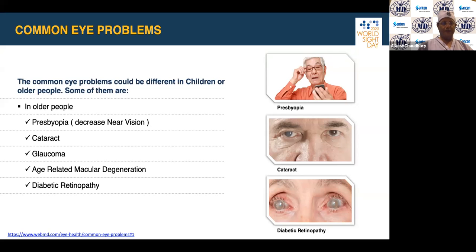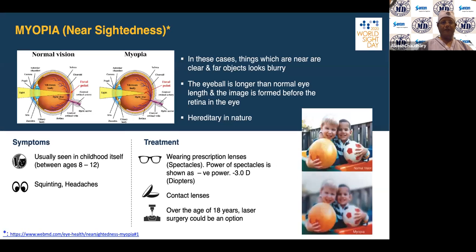In old age, presbyopia, decreased near vision; cataract, opacification of the normal human lens; glaucoma, where there is increased pressure; and age-related macular degeneration. With age, your macula becomes weak, and it may lead to a fall of vision. Then there is diabetic retinopathy. Because of diabetes, especially long-standing diabetes after 15 years, the retina gets affected. The vessels start leaking and affecting the vision.